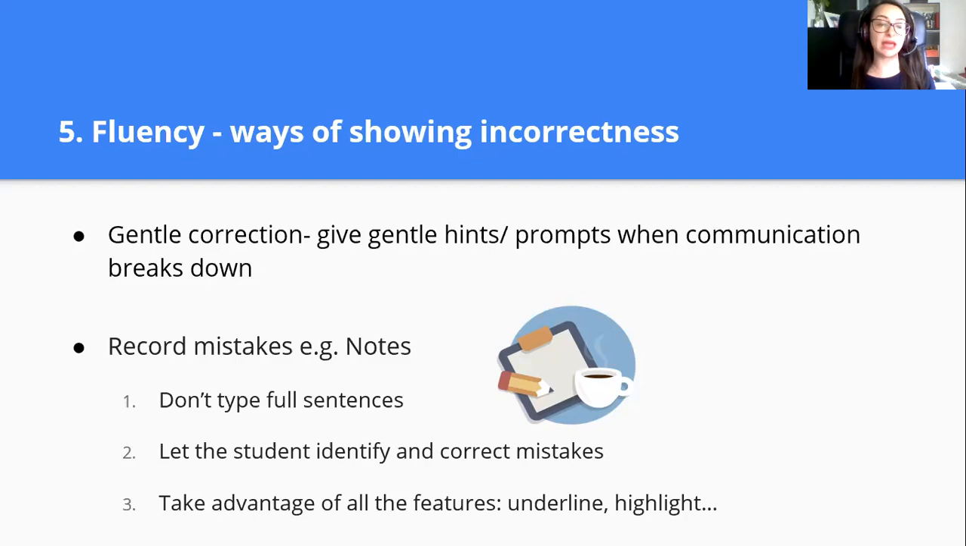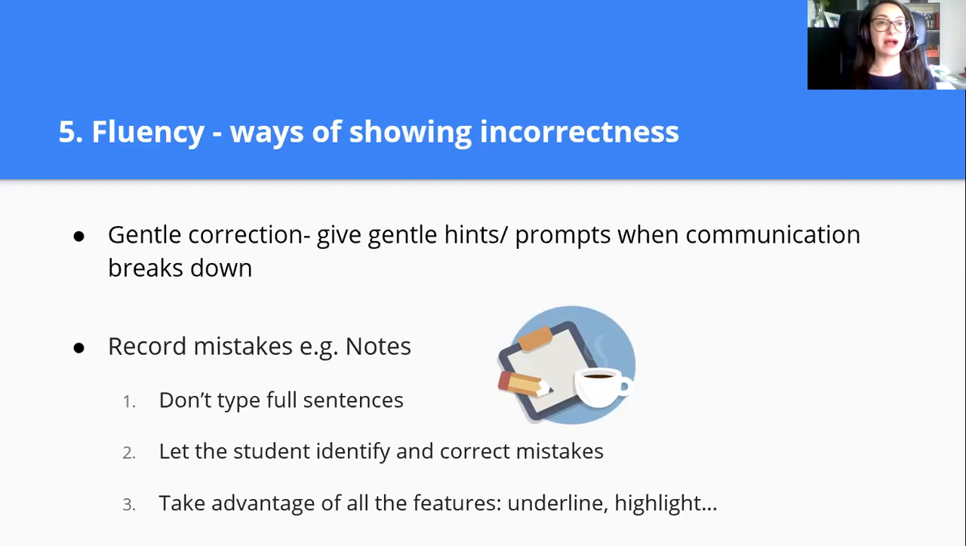Otherwise, please refrain from interrupting your students. The best possible way to correct and give delayed feedback is to record mistakes in the notes section. Now, you have to pay attention when you do this actually. So my advice to you is to not type full sentences in the notes section. Just type out the part where the mistake is, that part of the sentence. Another thing that I advise you to do is let the student identify and correct mistakes.